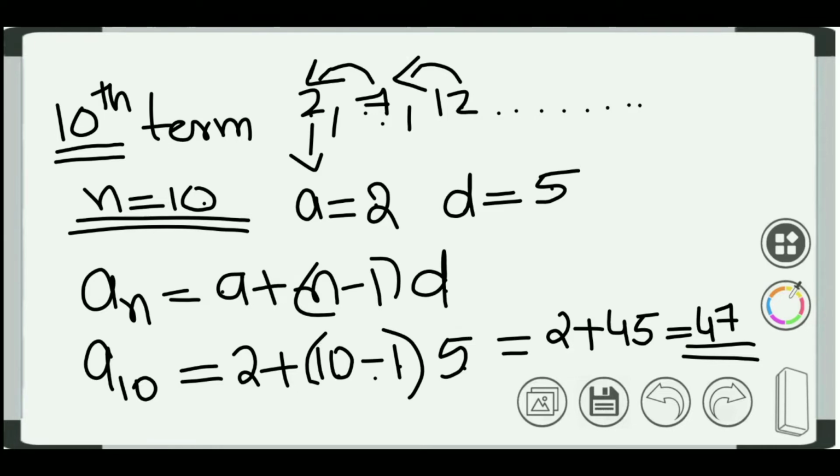Okay, this is how we will use the formula an is equal to a plus (n minus 1) into d. So now you have found the nth term, that is the 10th term, by using the formula an.